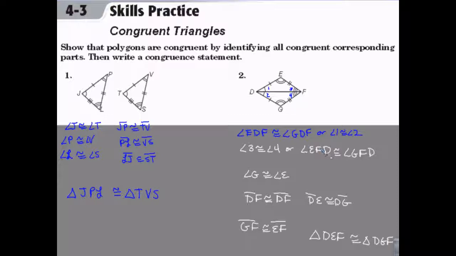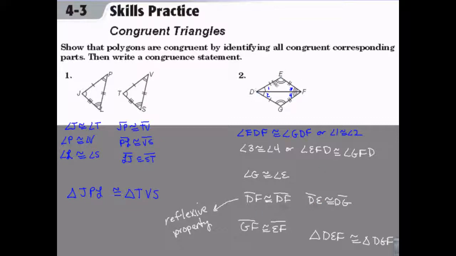So angle 3 is the same as EFD, and angle 4 is the same as GFD. And then angle G and E, we'll just call those G and E. And then DF is congruent to itself. This has a special name, actually. This is called the reflexive property, which will come up later. And the reflexive property is just when anything is equal to or congruent to itself. It's like a reflection, reflexive, reflection.